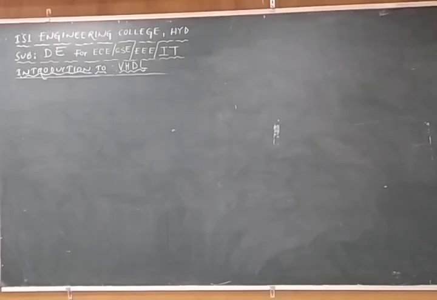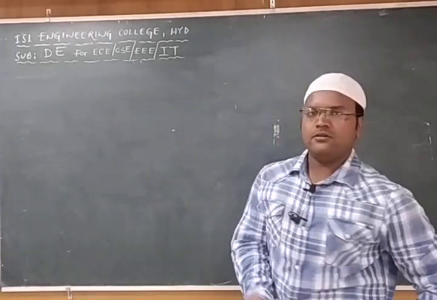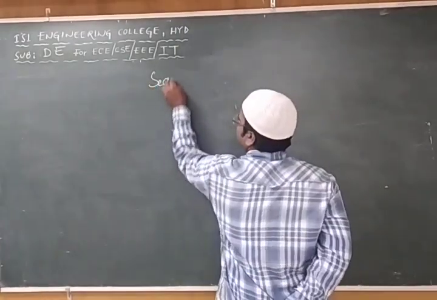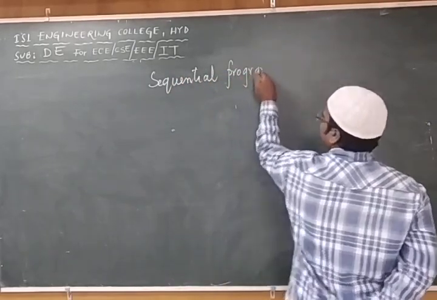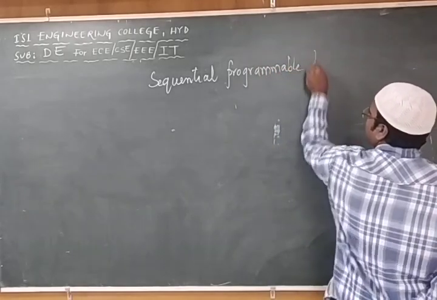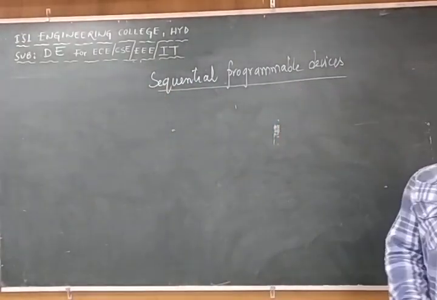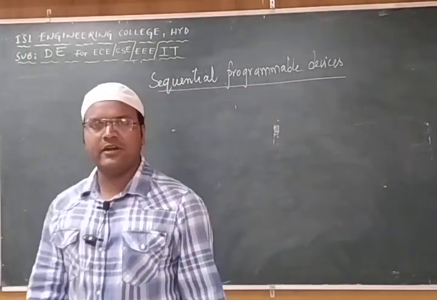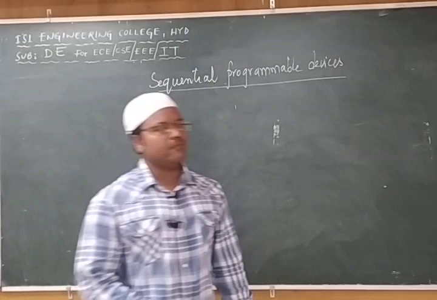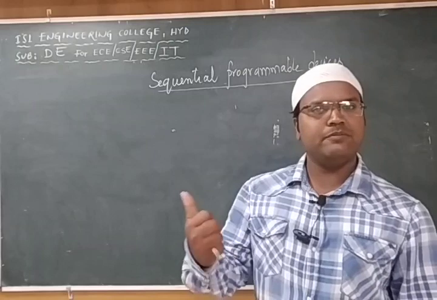So students, we had the next concept, that is sequential programmable devices. VHDL is done. Next we are going for sequential programmable devices. So what is a sequential programmable device? This is a continuation of sequential circuits. In sequential circuits we have seen that it is used for storing a bit of memory, like flip-flops. A flip-flop takes a combination of inputs and stores a bit of information. It can be 0 or it can be 1.